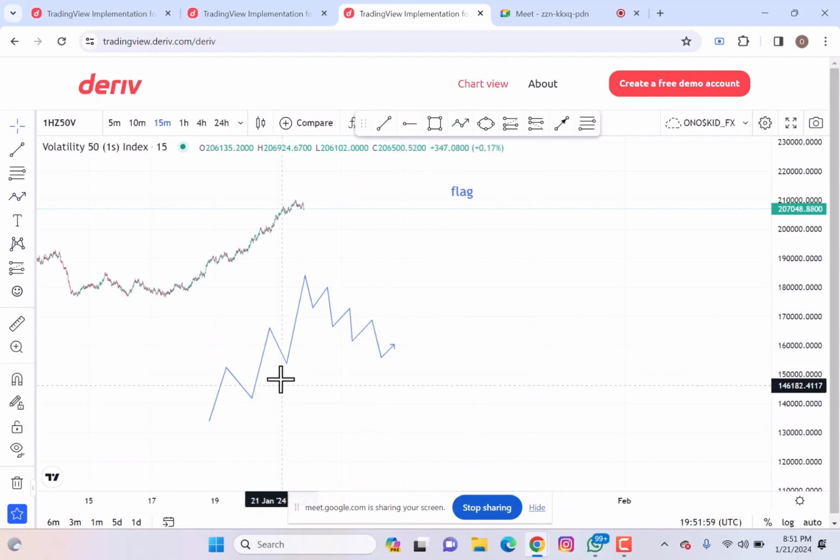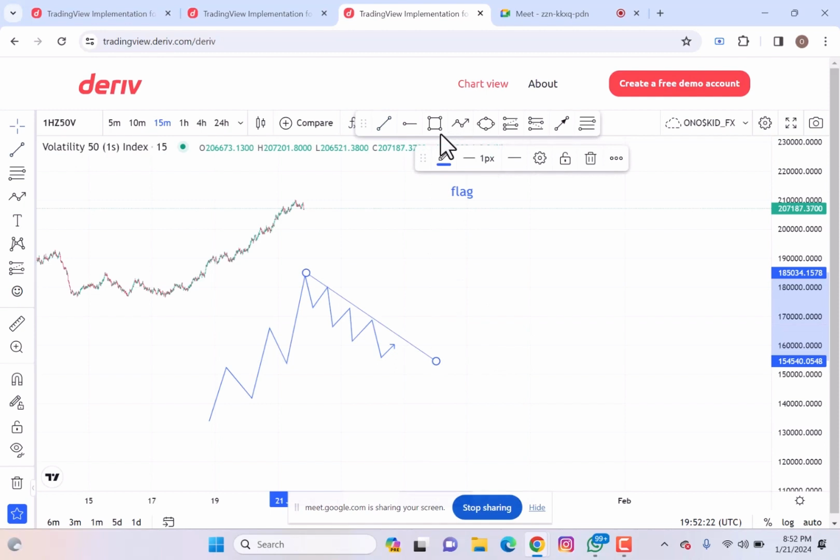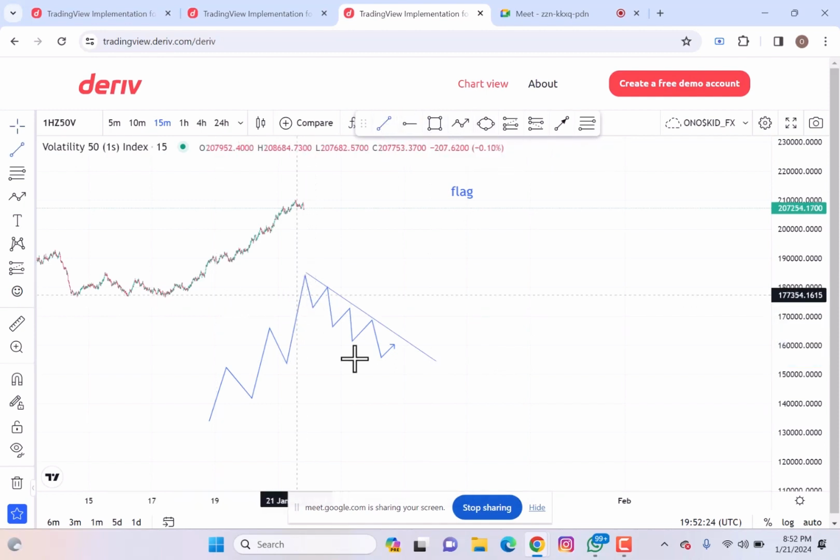Now, this is a bullish market, and this characteristic you see here, this substructure you're seeing, is in the form of a flag. And what type of flag is this? It's actually a bullish flag. So you will recognize it by drawing both the upper resistance and the lower support. Okay.